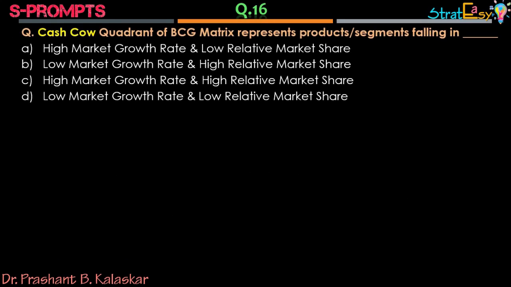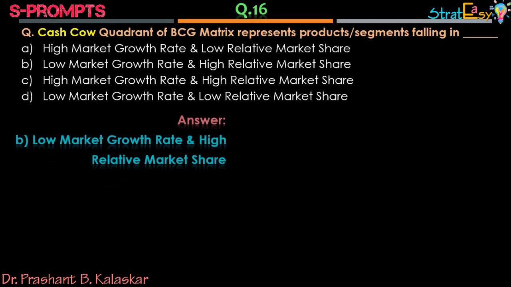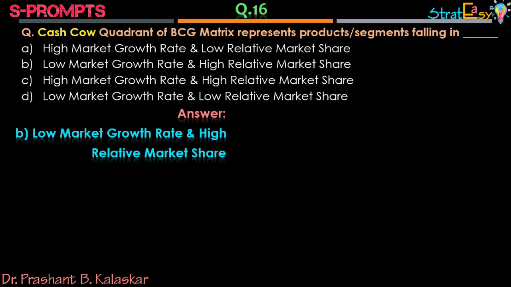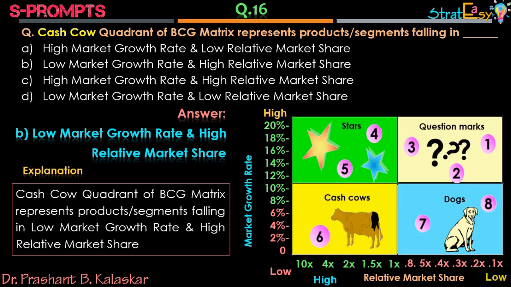Question number 16. Cash cow quadrant of the BCG matrix represents products or segments falling in dash, and the right answer is option B, low market growth rate and high relative market share. The cash cow quadrant of the BCG matrix represents products or segments falling in low market growth rate and high relative market share. We have explained all this in detail on our initial slides.